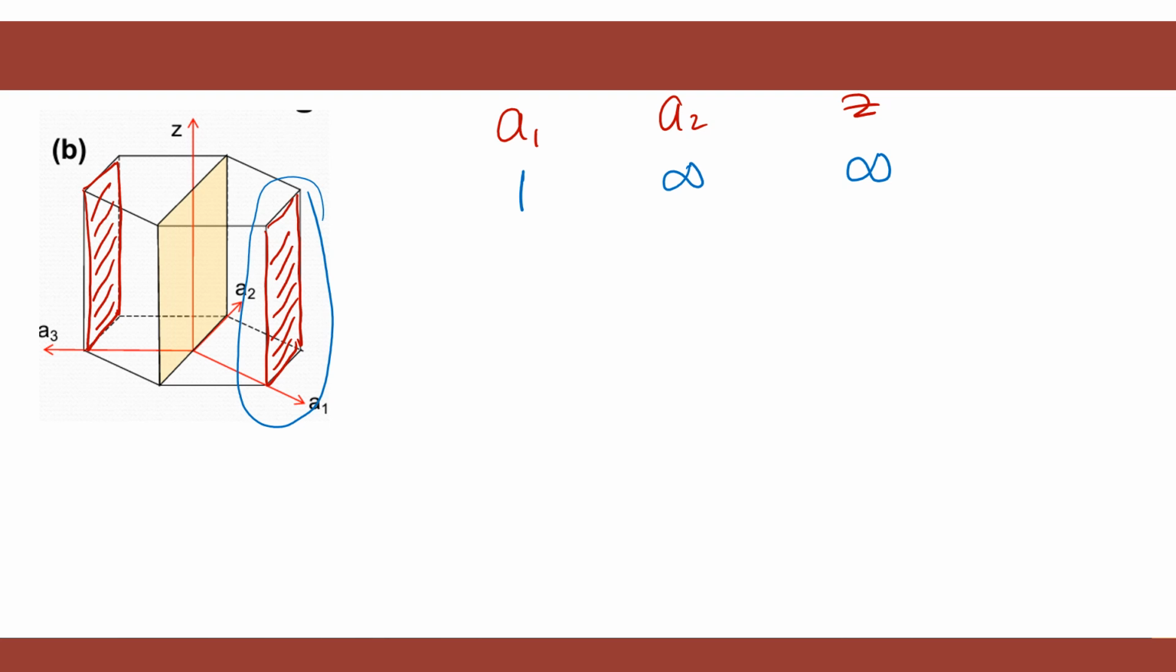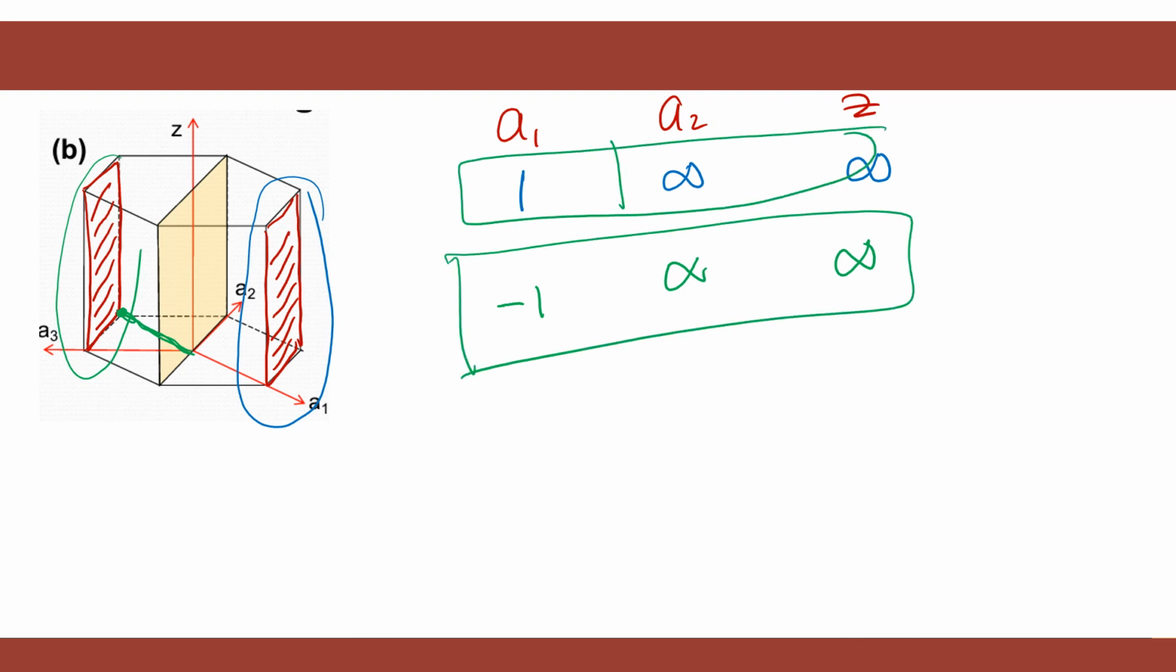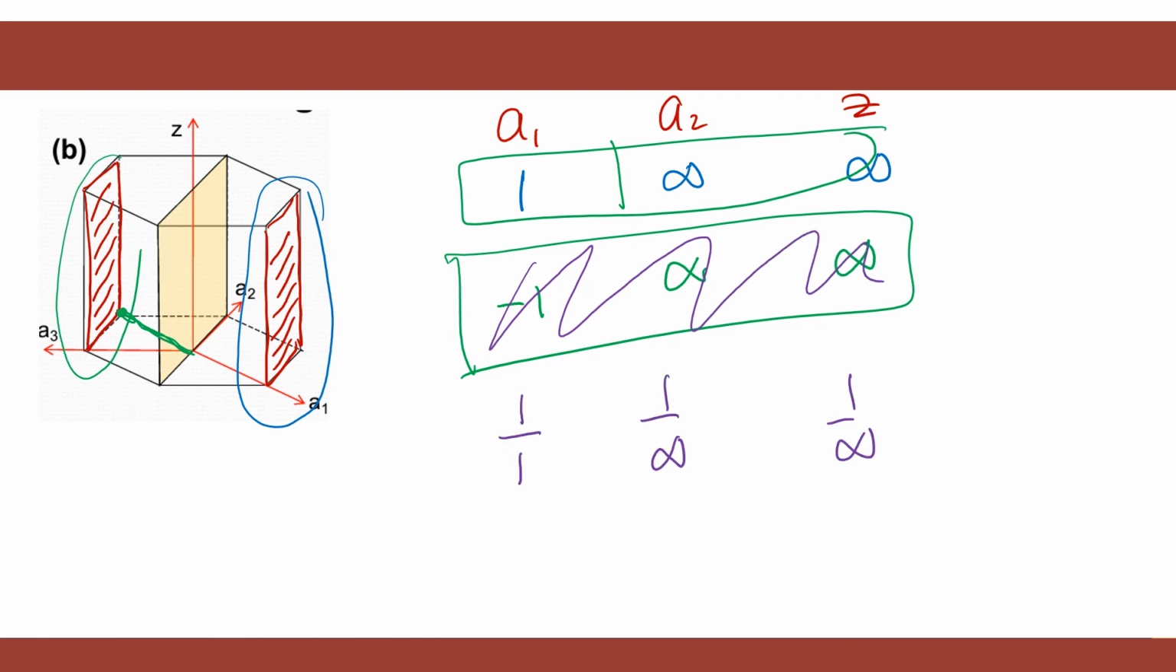If you take the back plane, what is happening? A1, if you consider this one, is cutting at -1, isn't it? So you can take either this or this. It doesn't matter. Two different planes, but they have the same properties. Okay, so then what is the next step? Taking the reciprocal. Am I right? So let's take the front plane. So 1 over 1, 1 over infinite, 1 over infinite. So this will be 1, 0, 0.